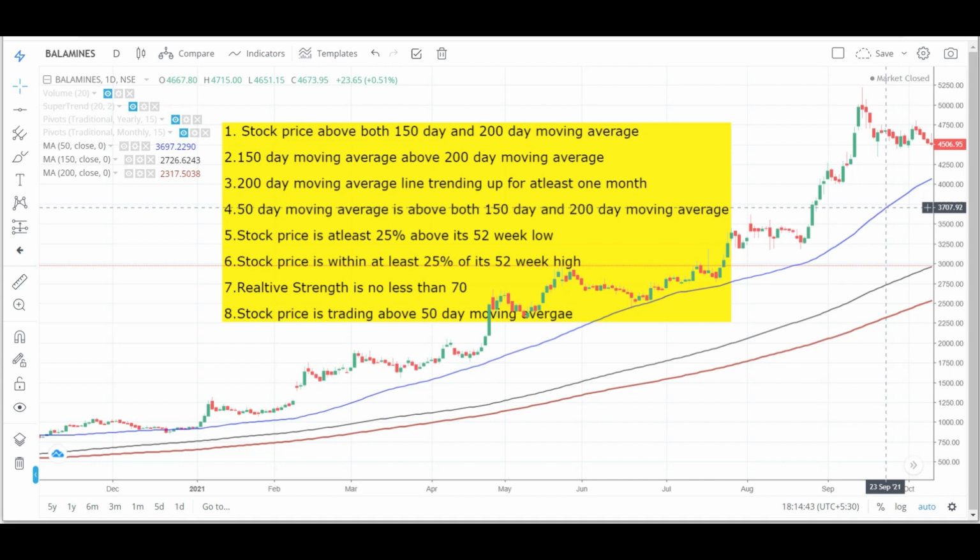Fifth criteria is the stock price is at least 25% above its 52-week low. Sixth criteria is the stock price is within at least 25% of its 52-week high. Seventh criteria is relative strength is no less than 70. I don't use this criteria. Instead, I use the pivot criteria, that the stock price is above the monthly pivot. And the eighth criteria is the stock price is trading above the 50-day moving average.